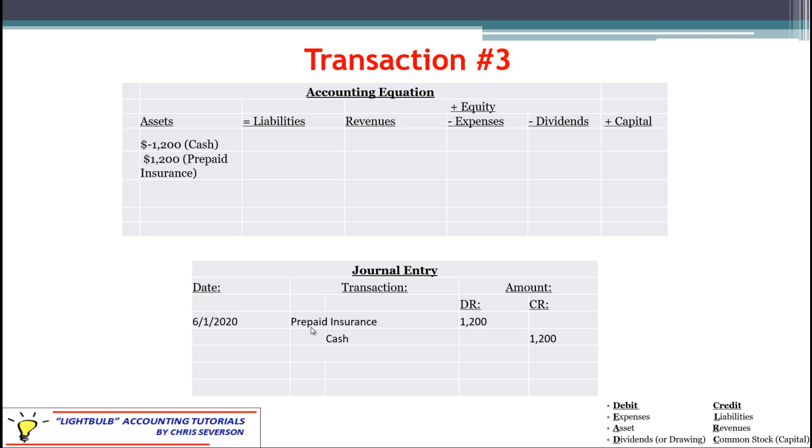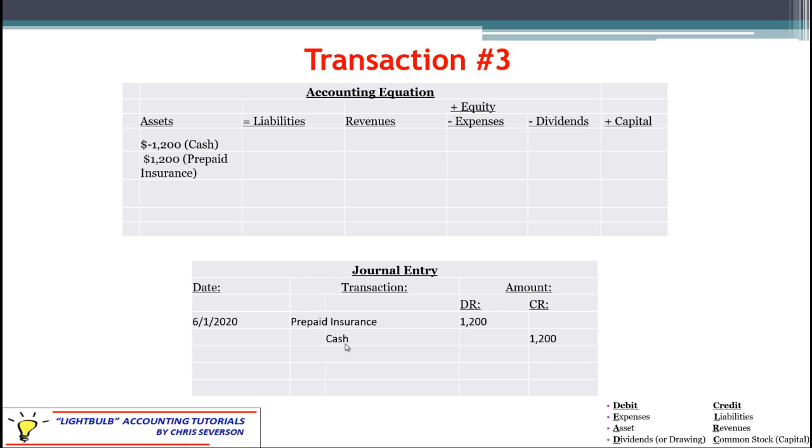On June 1st, we are going to increase the prepaid insurance asset. It's a normal asset. It has a debit balance, so we increase it with the debit. The cash asset that we're decreasing has the opposite of the normal balance, the credit. So we're crediting cash to decrease it.